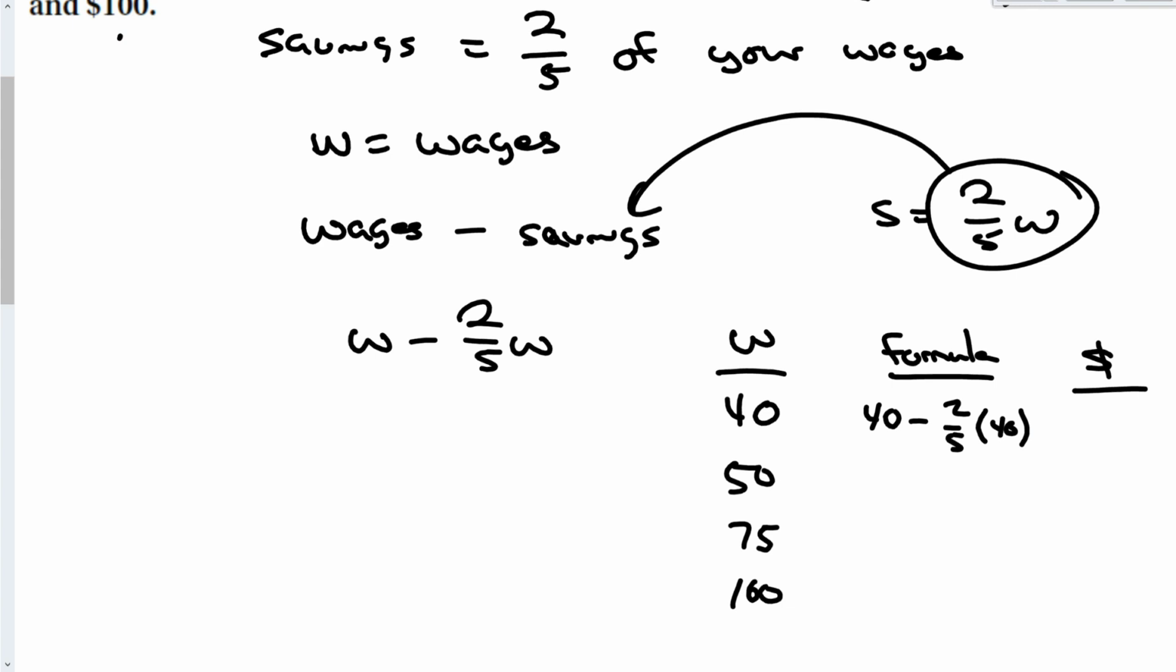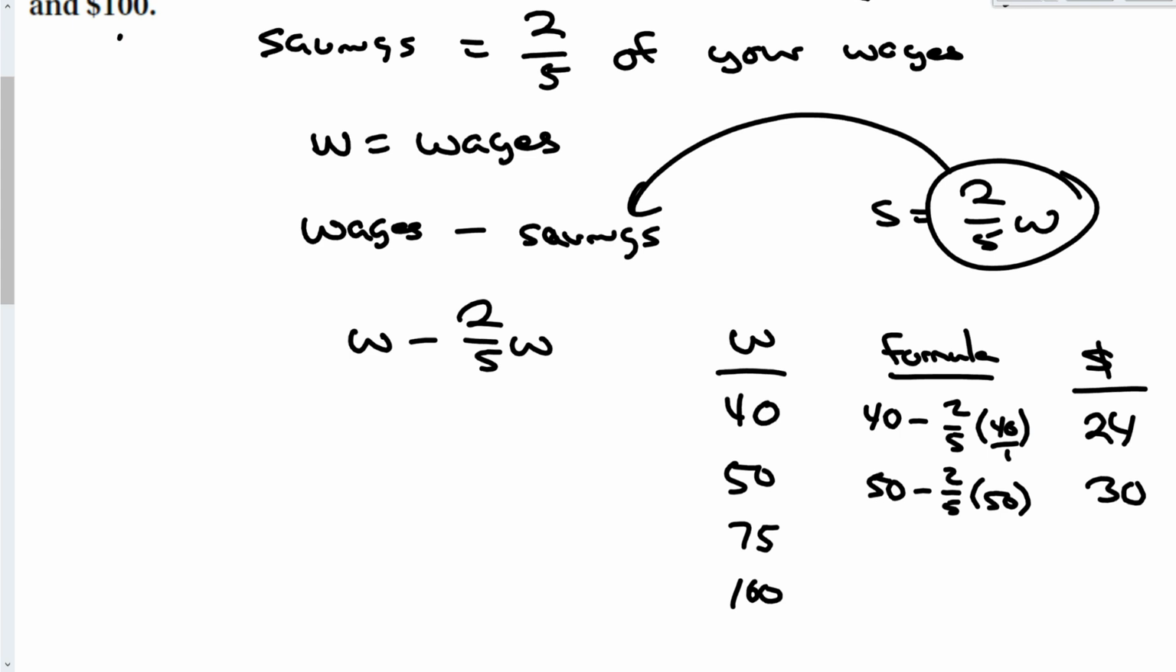Okay, well, if we can remember that this is also a fraction, right? 40 over 1. I'm going to do 2 times 40 divided by 5. Take that answer. 40 minus 2 times 40 divided by 5 is going to be 16. So 40 minus 16 gives me 24. And we can do this the same for the rest of these. So that's 50 minus 2/5 times 50, which would give me 30.